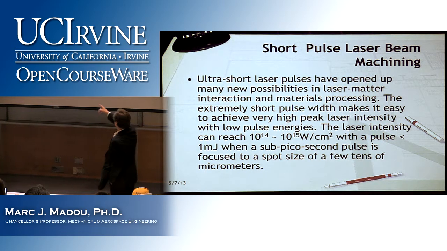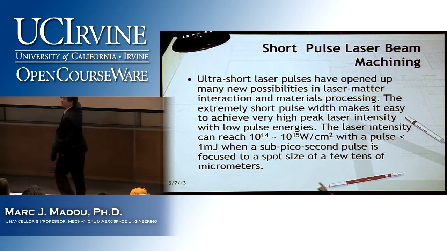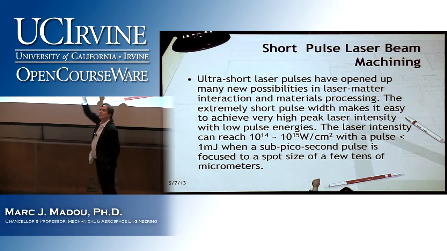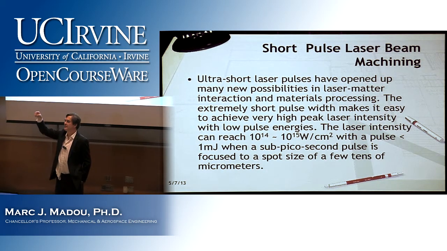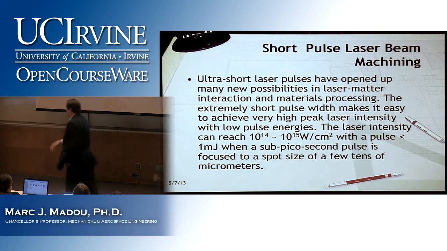So the laser intensity can reach 10^14, 10^15 watts per centimeter squared when you have a pulse energy of, let's say, less than 1 millijoule. And then here you have the key thing, right? Sub-picoseconds. You remember how long the pulse was before? We talked about 8 nanoseconds, right? And that's the key difference.